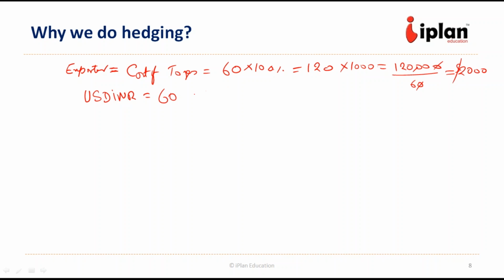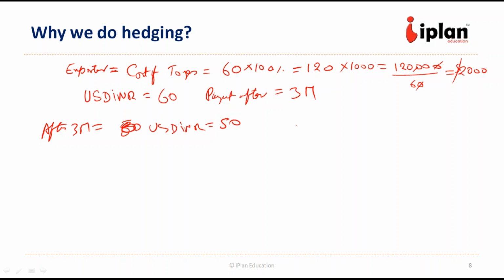Now I'll get payment after 3 months, and let's suppose after 3 months the dollar price goes to 50. So that means the USD INR is trading at 50. Your INR became stronger by 10 rupees. This is not happening in practice, but let's assume it for the sake of easy calculation.